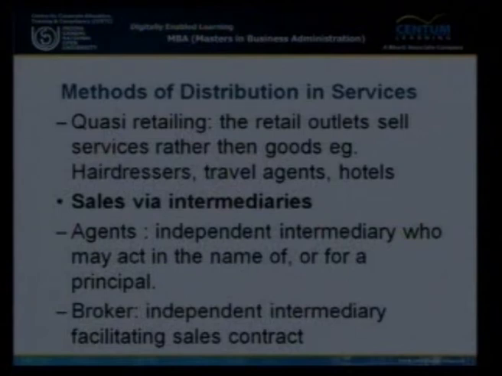The next element we talk about is sales via intermediaries. This is the second strategy for distribution. The first one is the agent. An agent is an independent intermediary who may act in the name of or for the principal. And there is a broker. He is an independent intermediary facilitating the sales contract. The broker only facilitates the activity.